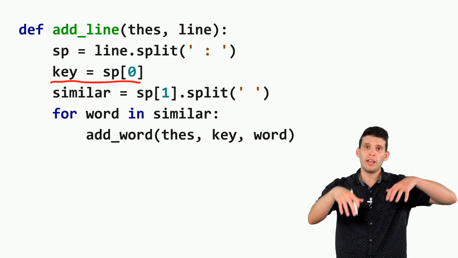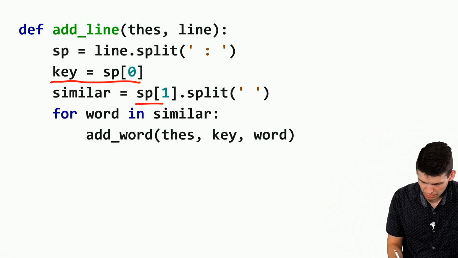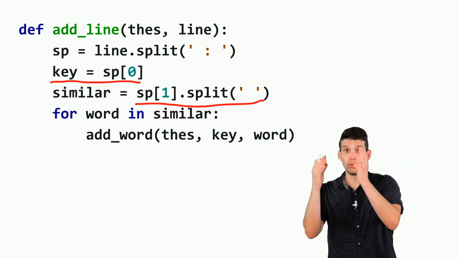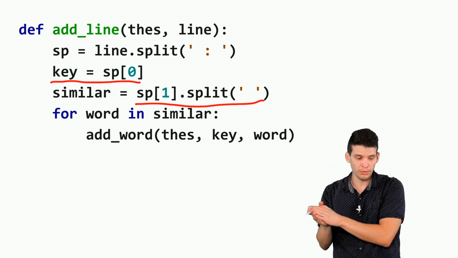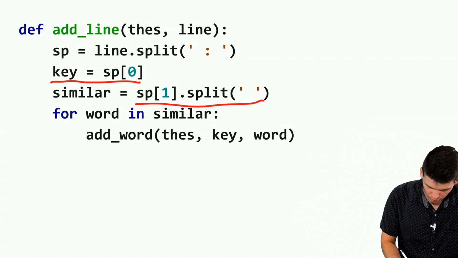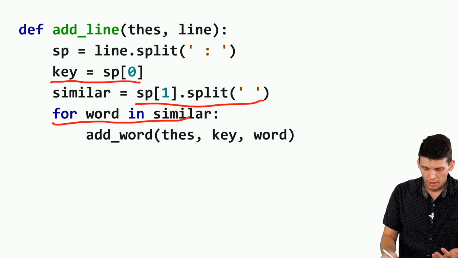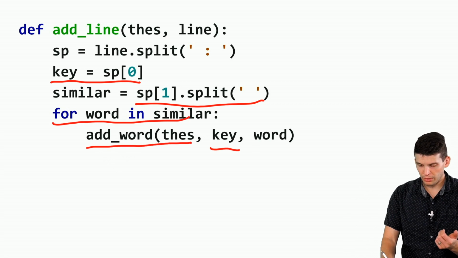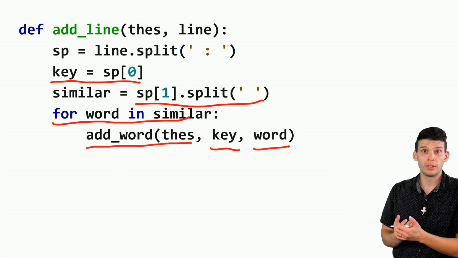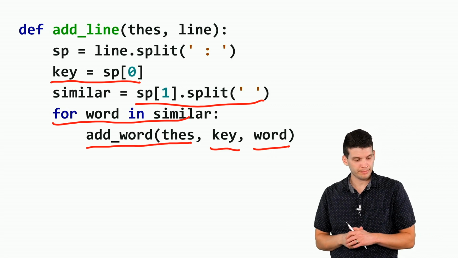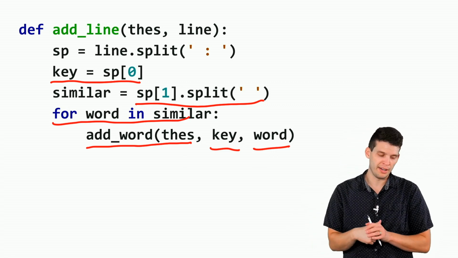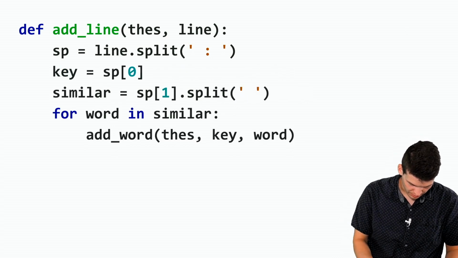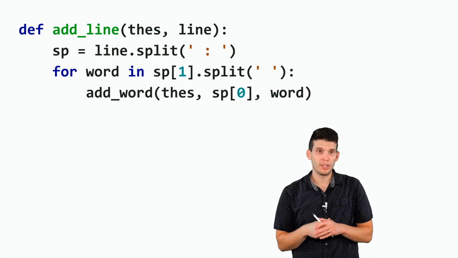And then the words that are left over on the other side, we actually still want to do one additional split to get those words separated out, so we can get each individual word that the base word is similar to. And once we have those words, we'll loop through each one, and we'll call that add word function. We'll give it the thesaurus, we'll give it the base word, and then we'll give it the word that should be considered similar to that other word as we go through. So there's the implementation of add line. And let's see, I guess this is just an alternate implementation that you could use.